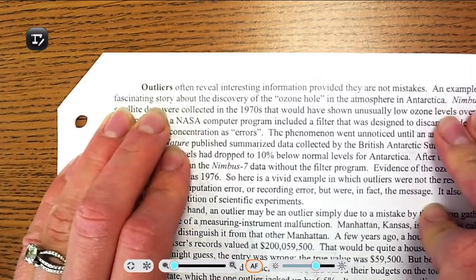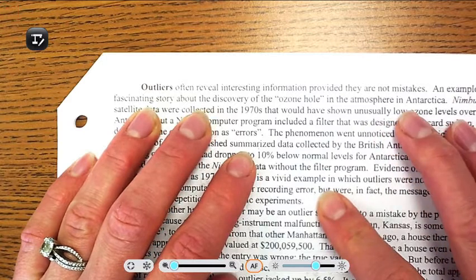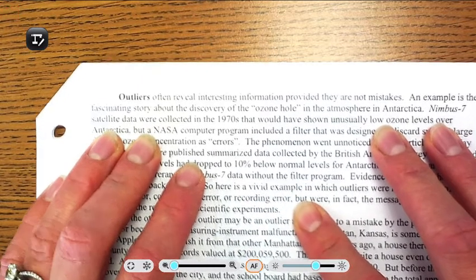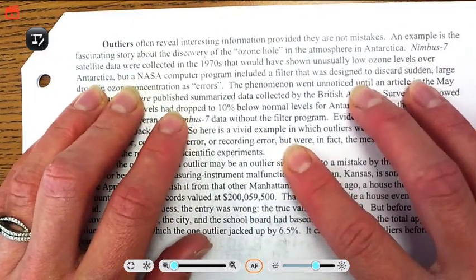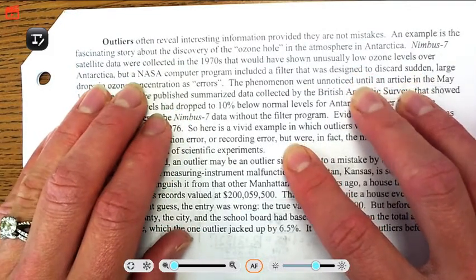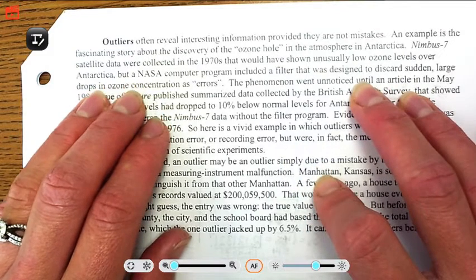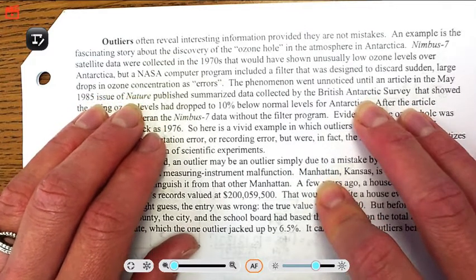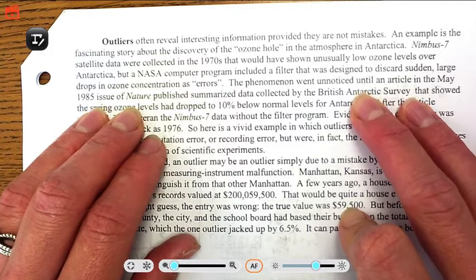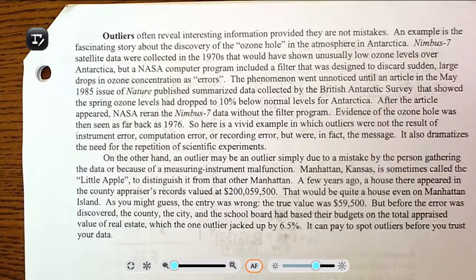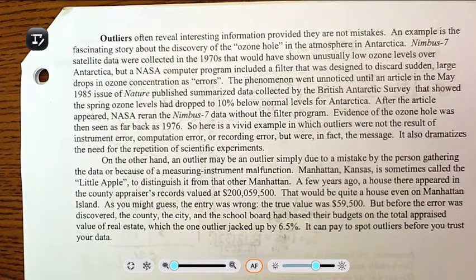An example is this fascinating story about the discovery of the ozone hole in the atmosphere in Antarctica. Nimbus 7 satellite data were collected in the 1970s that would have shown unusually low ozone layers over Antarctica, but a NASA computer program included a filter that was designed to discard sudden, large drops in ozone concentration as errors. The phenomenon went unnoticed until an article in the May 1985 issue of Nature summarized data collected by the British Antarctic Survey that showed the spring ozone levels had dropped to 10% below normal levels for Antarctica.